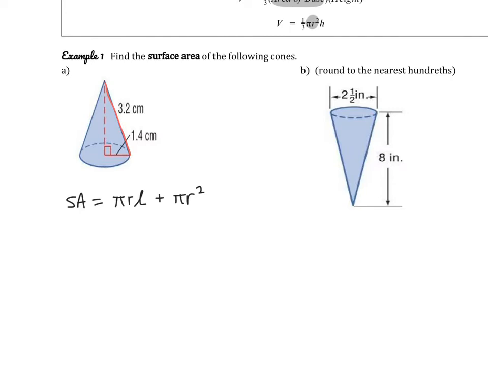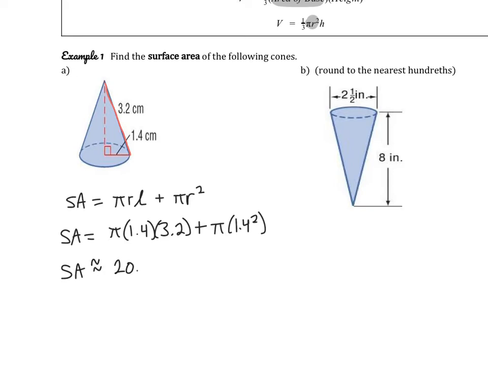Now all we have to do is substitute the values. So we have pi times r, which is 1.4, times the slant height, which is 3.2, plus pi times 1.4 squared. We can use our scientific calculator and the pi button to get a good decimal approximation. Our surface area will be approximately 20.2 centimeters squared.